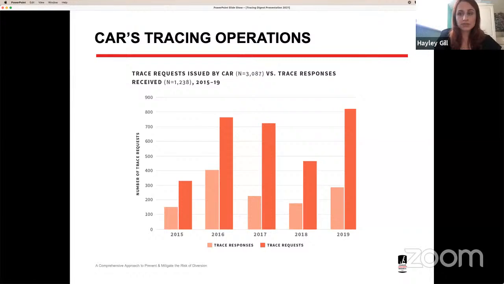And this issue of our Diversion Digest is an analysis of the archive of responses and a review of what factors contribute to a successful trace response. So I'll dive into some of the key findings of our research, specifically the factors that we have found as being beneficial to investigations and enhancing the ability to conduct effective diversion risk assessments.